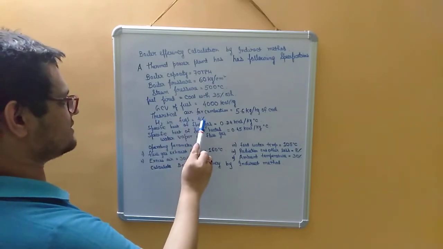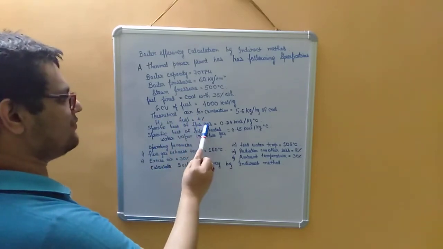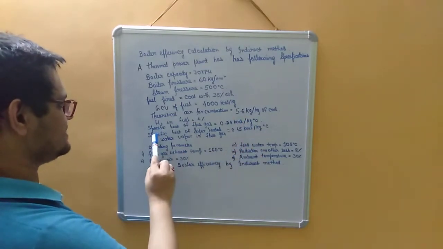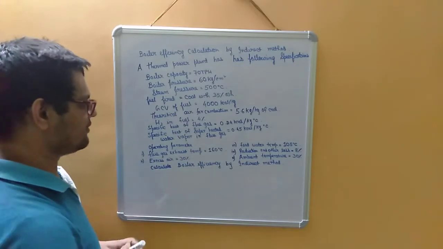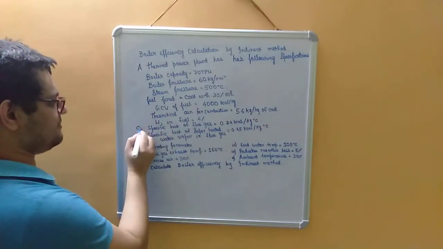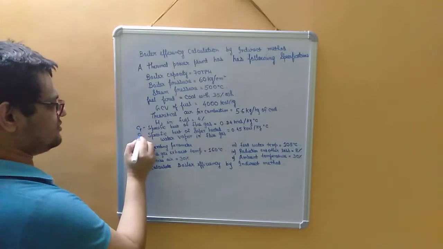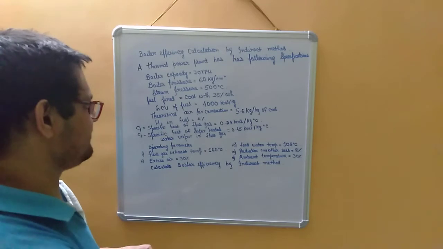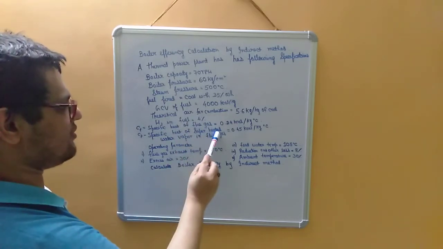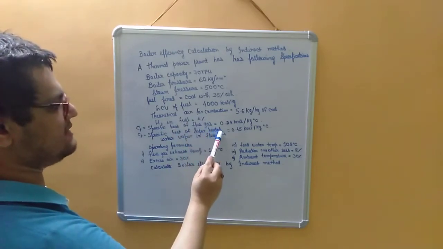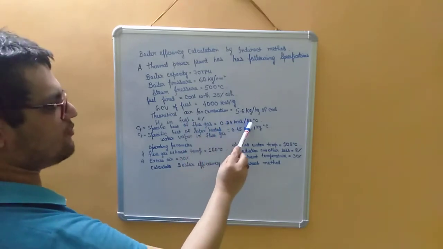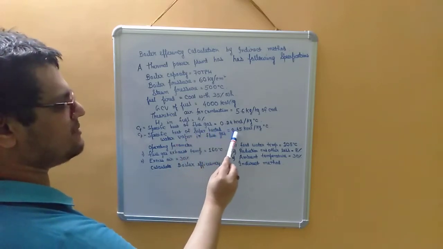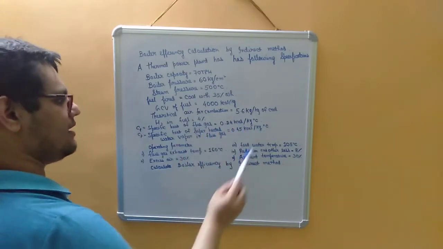Hydrogen in the fuel is 4%. Specific heat of flue gas is 0.24 kilocalorie per kg degree Celsius. We write the specific heat as Cp. One is for the flue gas and the other is for the superheated steam. For the flue gas it is 0.24 kilocalorie per kg degree Celsius, and the specific heat of superheated steam is 0.45 kilocalorie per kg degree Celsius.